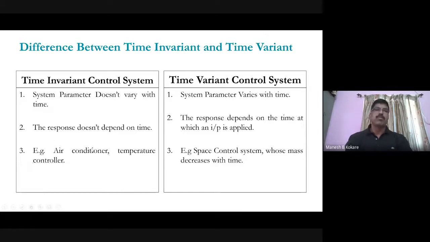Examples of time invariant control systems are an air conditioner, a temperature controller, or even a voltage regulator. Most of the systems you take are time invariant control systems, whereas an example of a time variant control system is a space control system whose mass decreases with time. As time changes, its mass will decrease, and as it goes away from the Earth station, its mass will decrease and so on. So that is called a time variant control system. I hope that you have understood the difference between time invariant and time variant control systems.